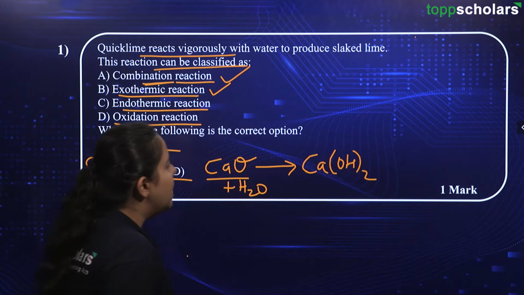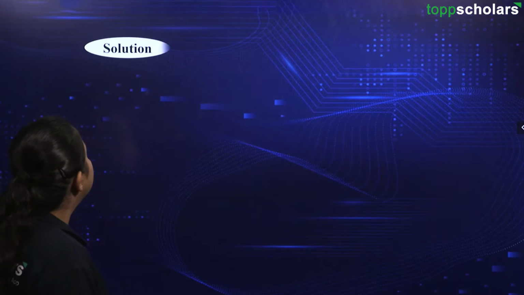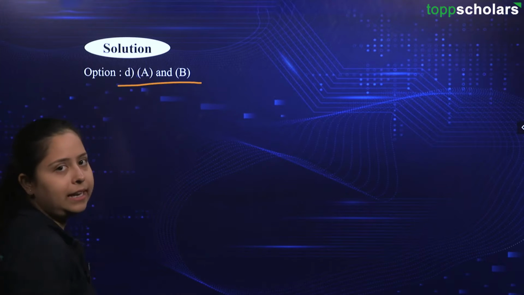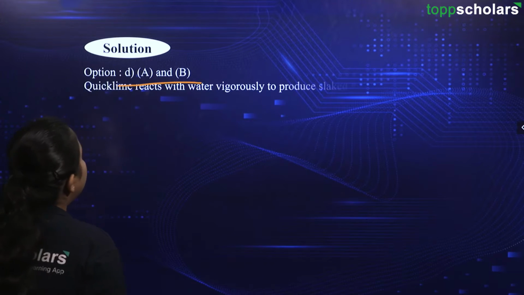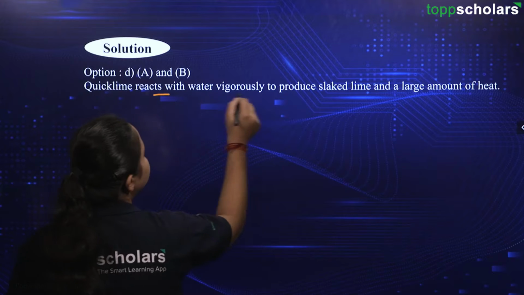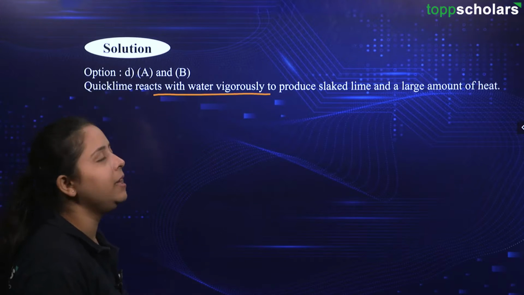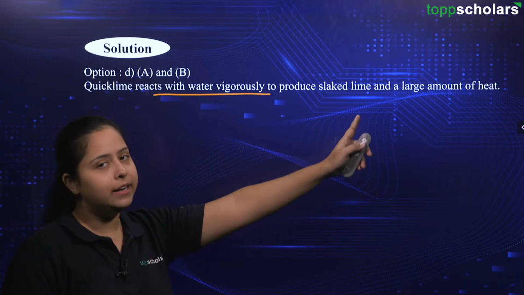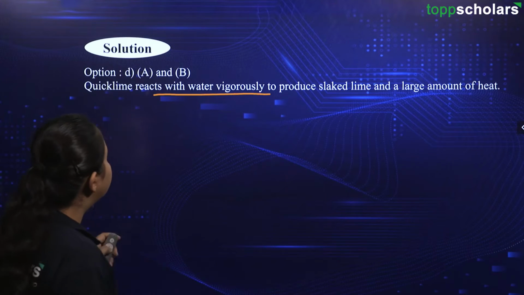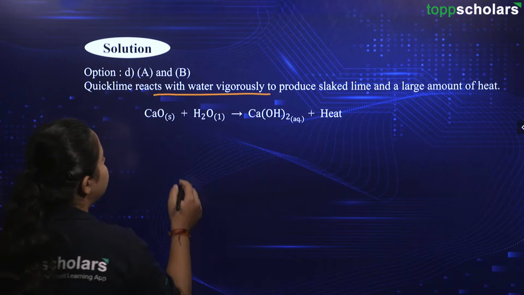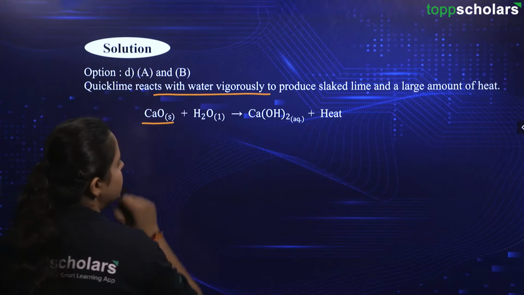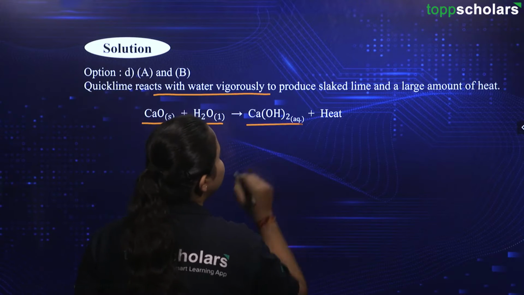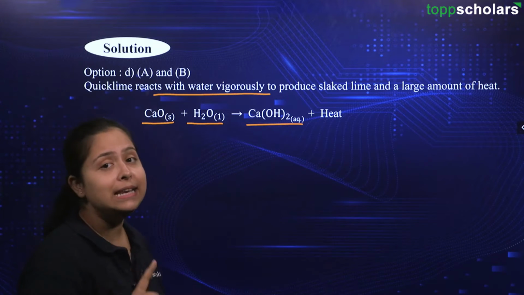Okay. Let us have the solution part over here. So it says that option D, A and B is correct as we have just discussed. Here, quicklime reacts with water vigorously to produce slaked lime and a large amount of heat is produced, indicating that it is exothermic. Okay. Here, let us have the balanced chemical equation. It says CaO, which is in solid form, reacts with water, which is in liquid form, to form calcium hydroxide, which is nothing but the slaked lime.